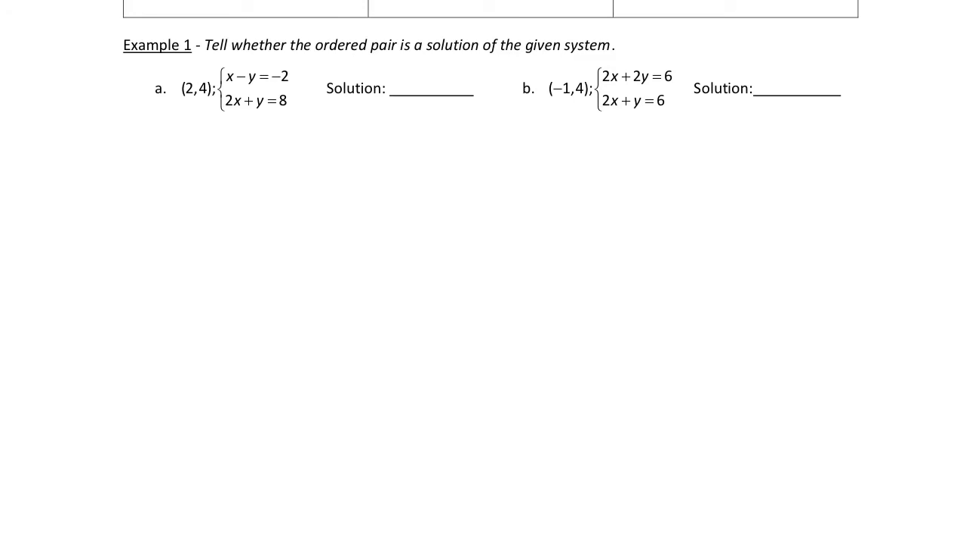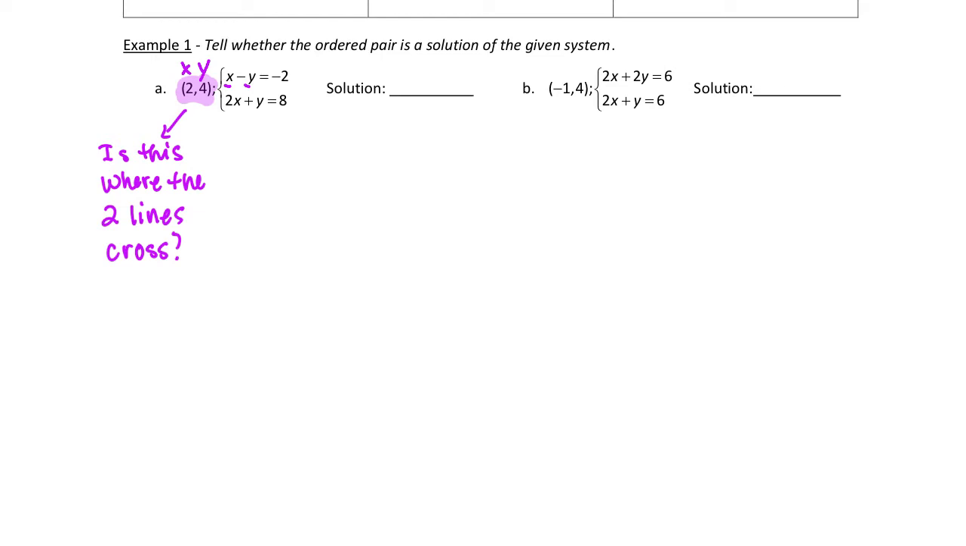For this lesson, we're going to look at how we find solutions and whether an ordered pair is a solution to a given system. So you're going to be given an ordered pair as a possible solution, and you want to ask yourself, is this where the two lines cross? Remember, in an ordered pair, you've been given an x value and a y value, and we're going to substitute each of those values into the x and the y and see if it makes a true statement.